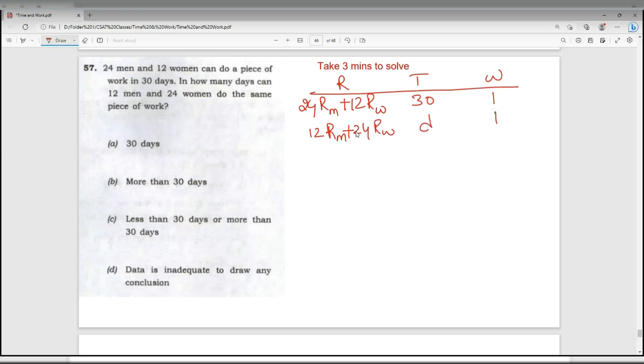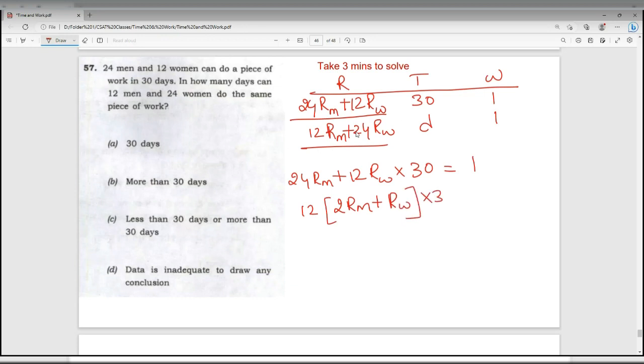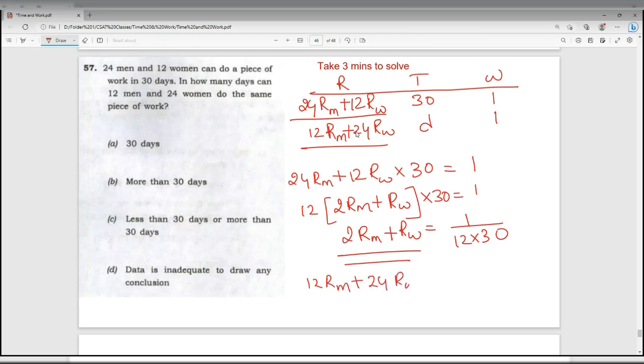See, the problem here is this. If we take the normal way, we have 24 RM plus 12 RW into 30 is equal to 1. And then if we take 12 common, 2 RM plus RW into 30 is equal to 1, so RM plus RW is equal to 1 by 12 into 30. This is what we know, and we have to calculate 12 RM plus 24 RW into D is equal to 1. So we need to find out D is equal to 1 by 12 RM plus 24 RW.